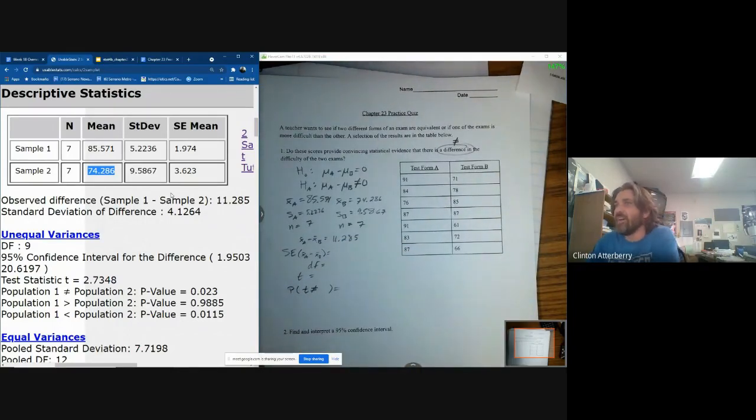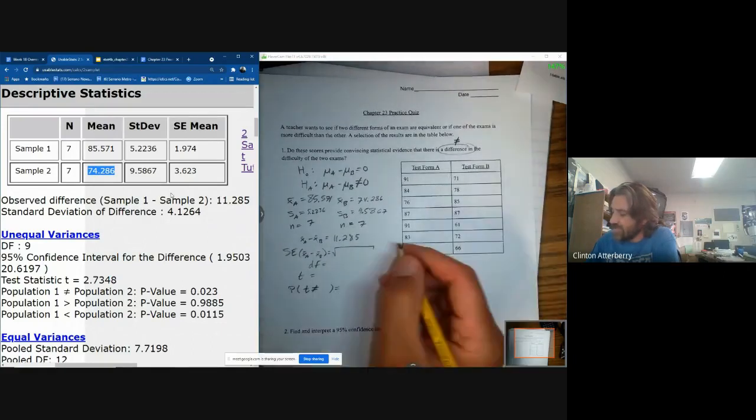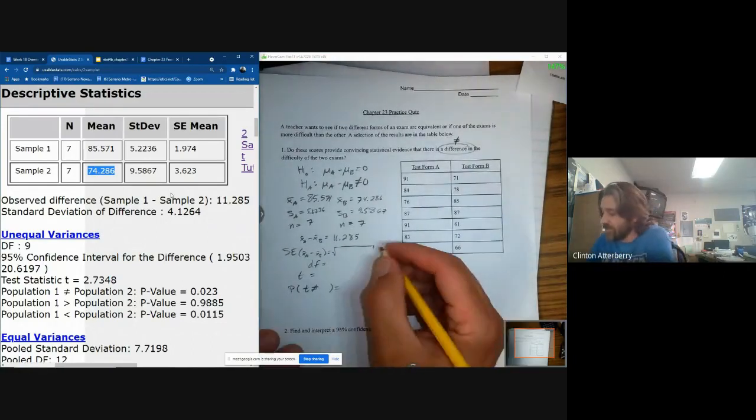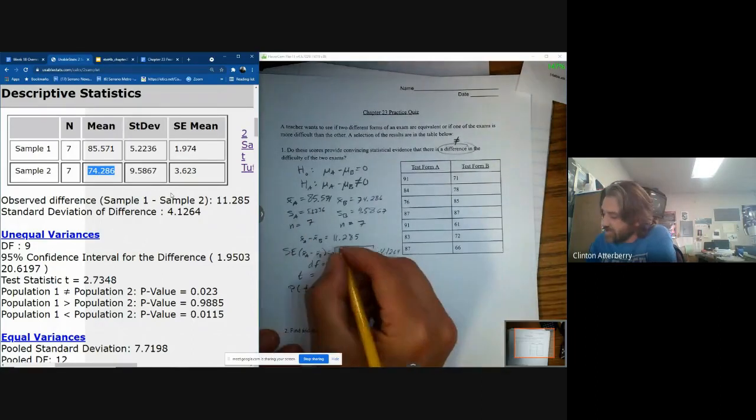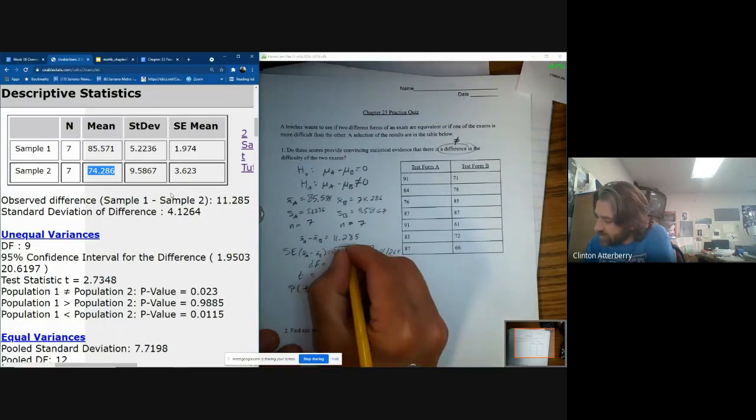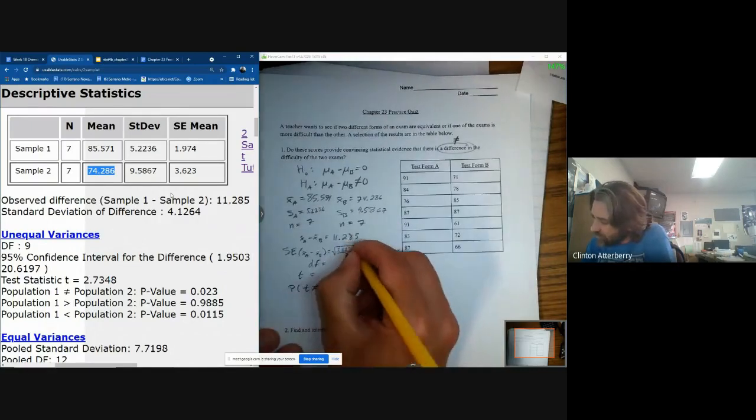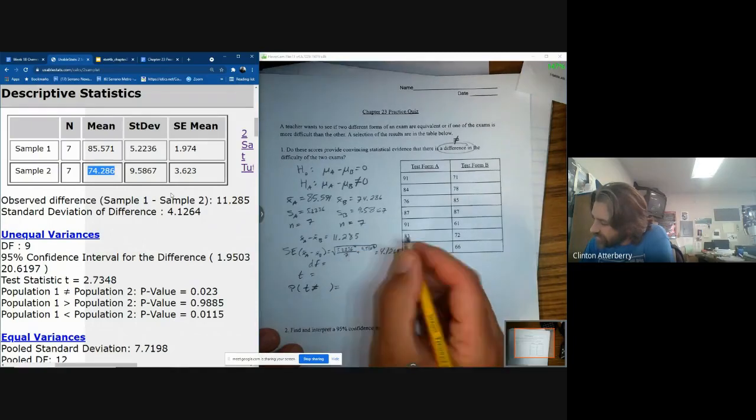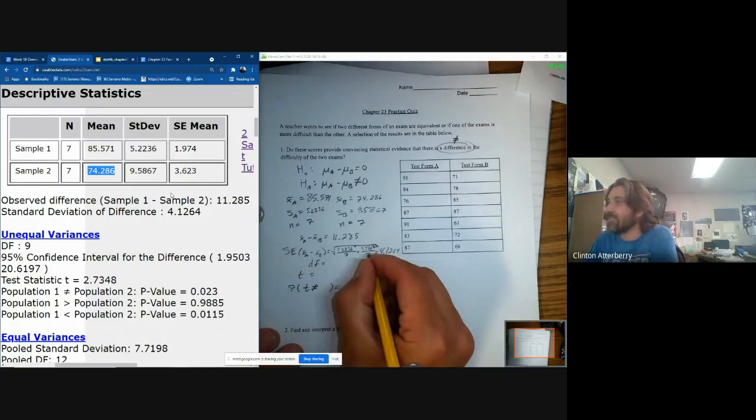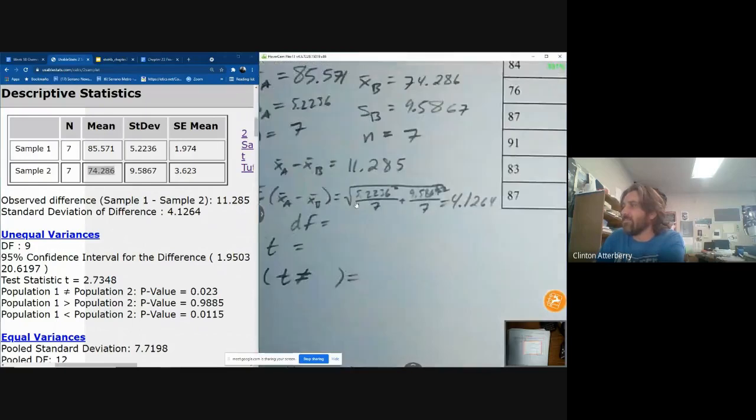Standard deviation of the difference. So that should be this number right here. Okay, I'm going to show you again that calculation. It's 4.1264, so that was this standard deviation. So 5.2236, and you square that number and divide it by the sample size of 7, and we're going to add that to 9.5867, square that and divide it by 7. I know. Awesome, awesome, awesome, right? Okay, that was a formula we talked about on Monday.